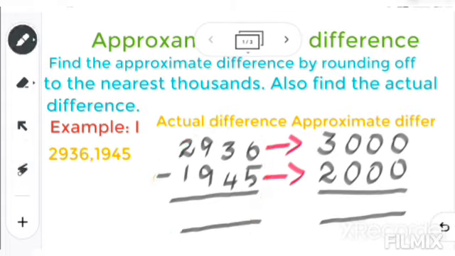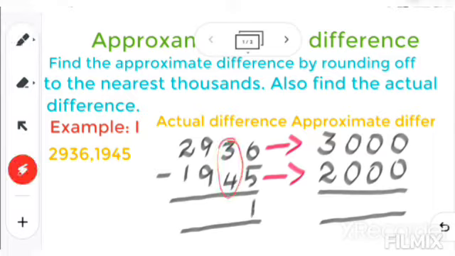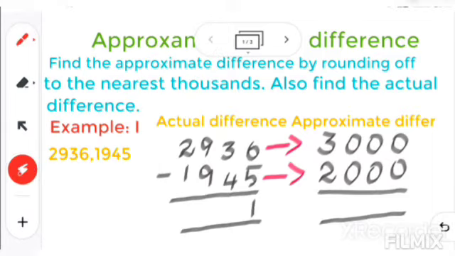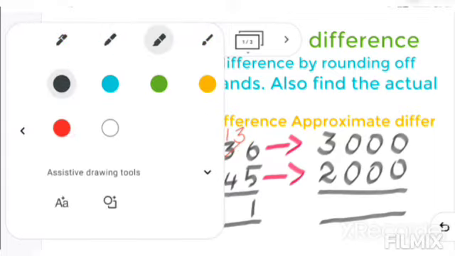I am minusing here now. In ones place we minus 6 minus 5, 1. And here we have in tens place 3 and 4. 3 is small, 4 is big, so you cannot minus, so you will borrow. You have to borrow from the hundreds place. So in hundreds place we have 9. If you borrow 1, here it will remain 8. That 1, if it comes here, will become 13. So now 13 and we have 4 here. 13 minus 4, it will be 9.